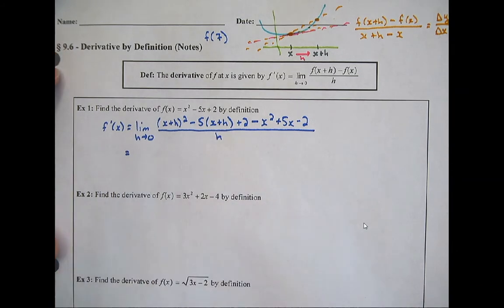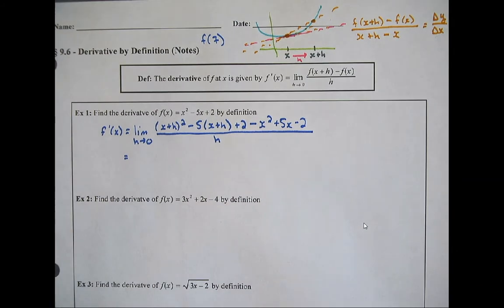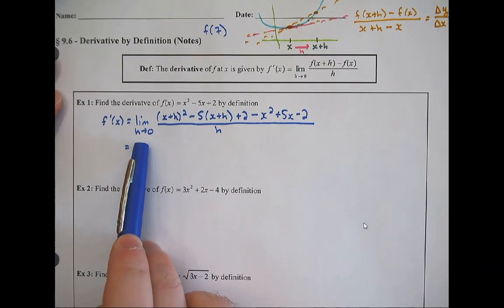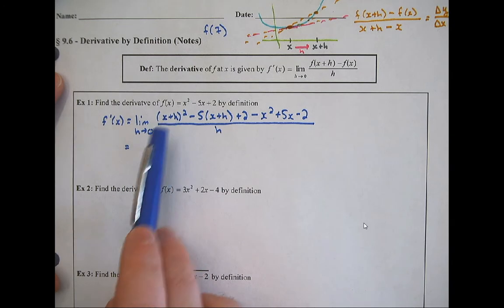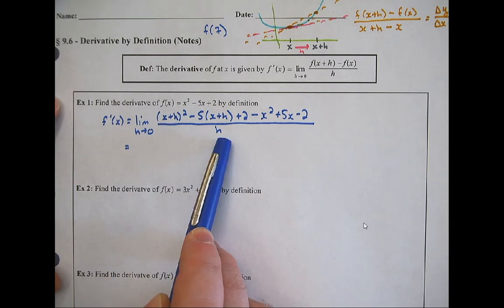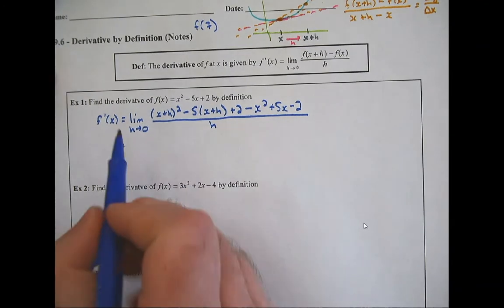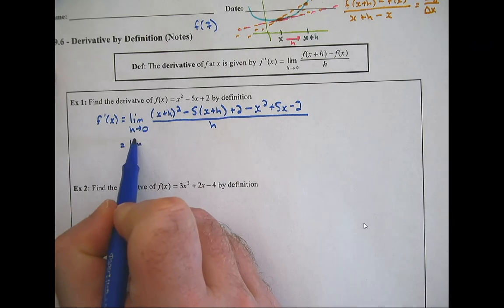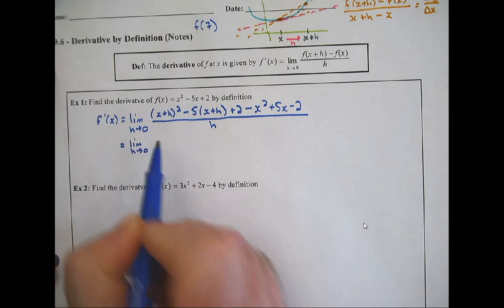Now we're going to start to do some algebra from here. We're just going to try to start to clean things up. You have to write the limit every single time until you can get to a spot where you can direct substitute the 0 in for h. Now, we can't do that right now because we would get a 0 on the bottom. So we got some work to do. That means the limit is still alive, and you have to write it every single time.